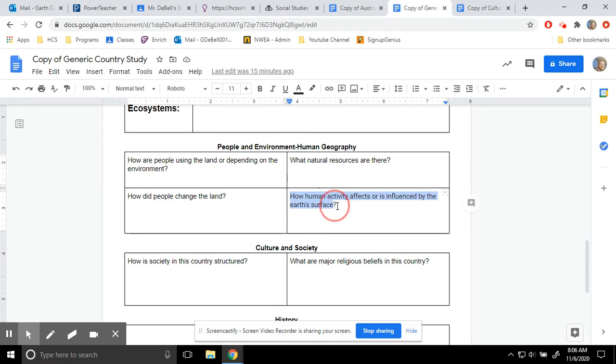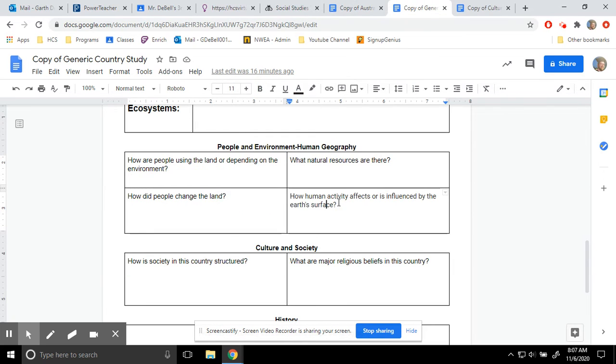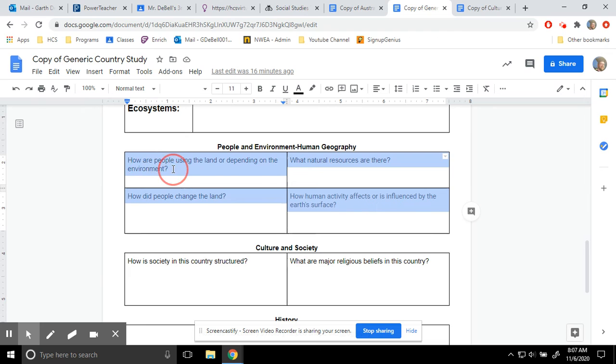There's other stuff that you can put here, but you're just looking for anything where humans are making an impact on the earth, or the earth makes it to where humans have to work around it. If they have to dig through a mountain kind of thing, that's influencing human activity. So that would fall under this category as well, right? So all this stuff here, just by reading that one section, the one section on climate, a lot of this can be answered just by that one section.